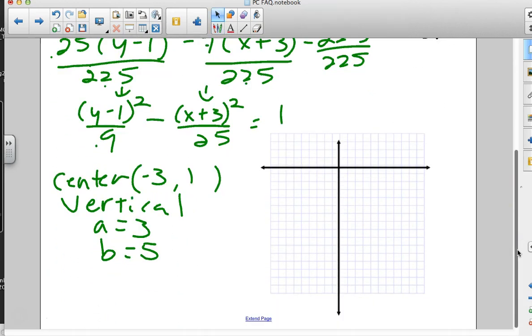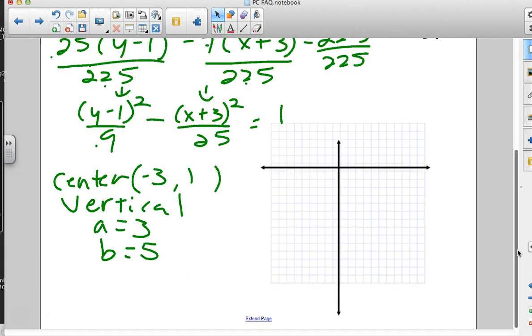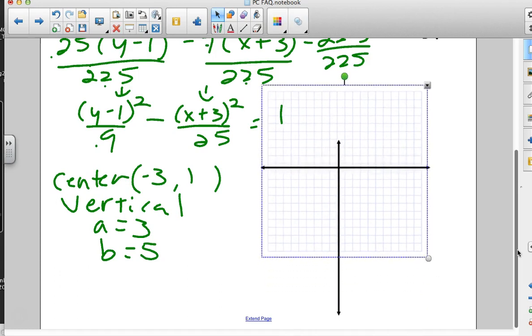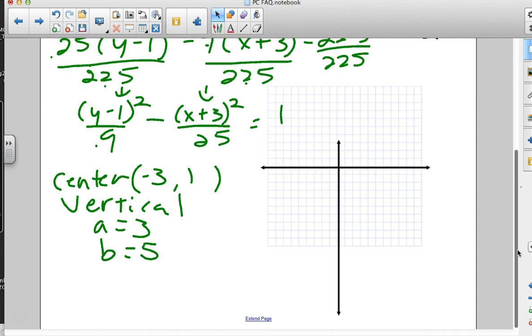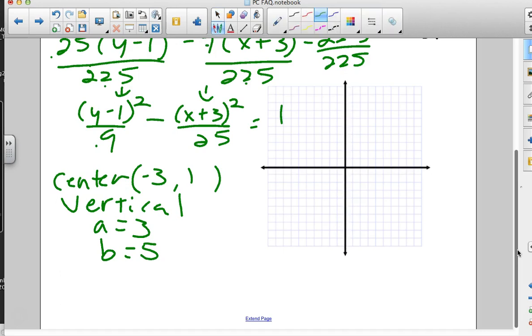Oh, I did it again. Smartboard is having issues. It does not like me moving all of these things today. Up and down, up and down. It's saying, lady, pick one or the other.